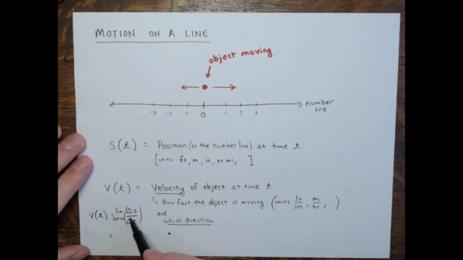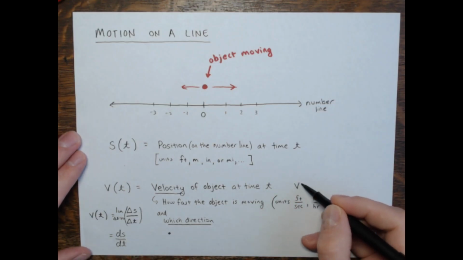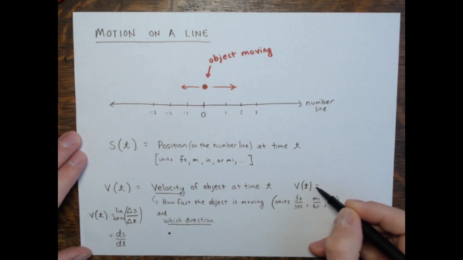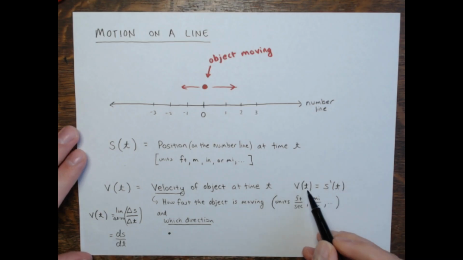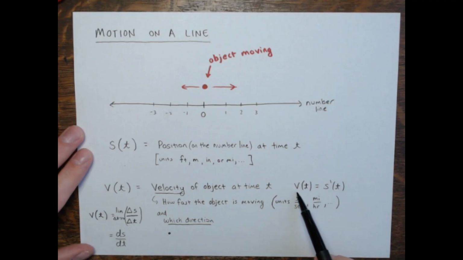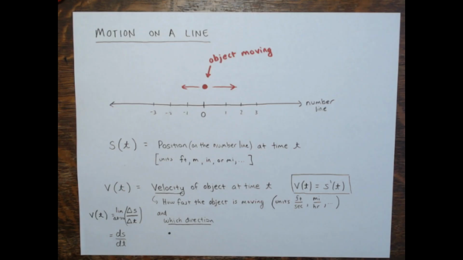So this may look familiar as the derivative, right? This is ds over dt, the derivative of s with respect to t. How fast is the position changing at that time? So velocity is just s prime, velocity at a given time. It's the derivative of the position function. So again, s prime of t or ds over dt, same thing.